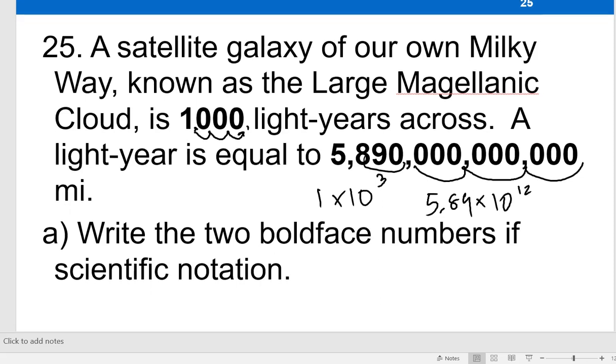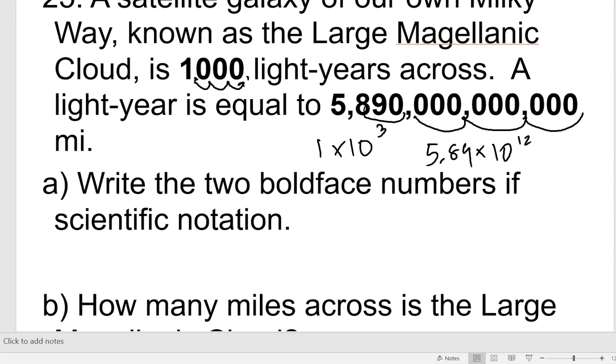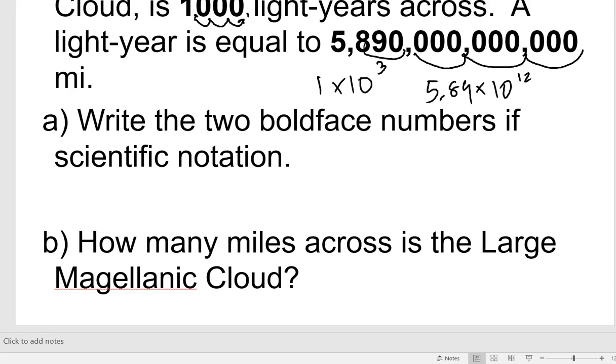B says, now that you have them in scientific notation, how many miles across is the Large Magellanic Cloud? Well, that's easy. I would just take the total distance in light years and multiply it, right, by a conversion. Each light year is worth 5.89 times 10 to the 12th miles. So we literally are going to be multiplying 1 times 10 to the 3rd times 5.89 times 10 to the 12th. Why would I want to do that?